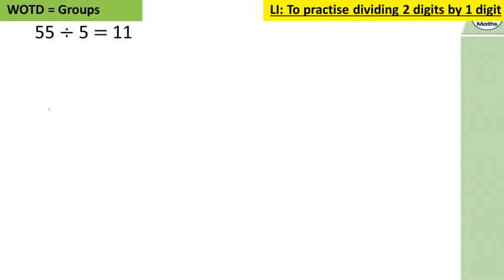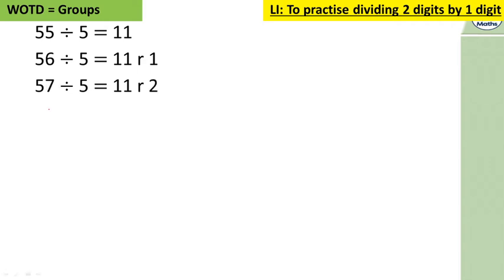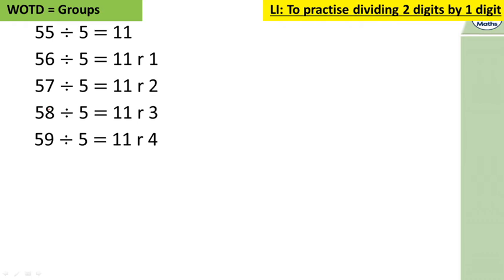Okay, so this one says 55 divided by 5 is 11. 56 divided by 5 is 11, remainder 1. 57 divided by 5 is 11, remainder 2. 58 divided by 5 is 11, remainder 3. 59 divided by 5 is 11, remainder 4. 60 divided by 5 is 11, remainder 5.